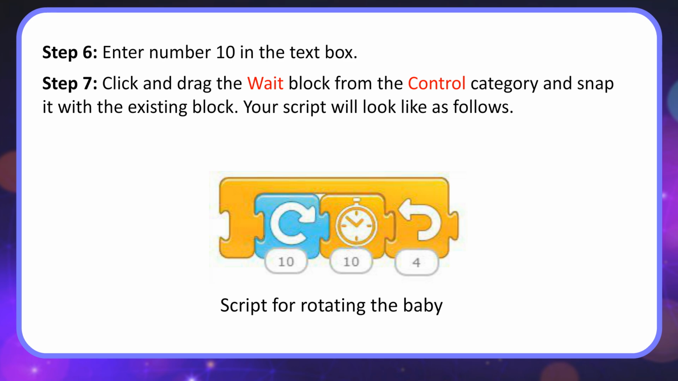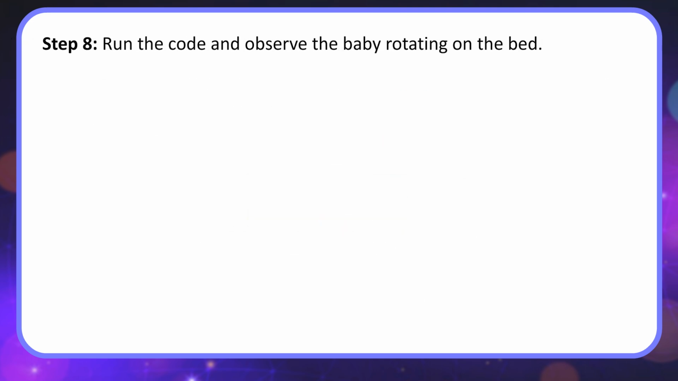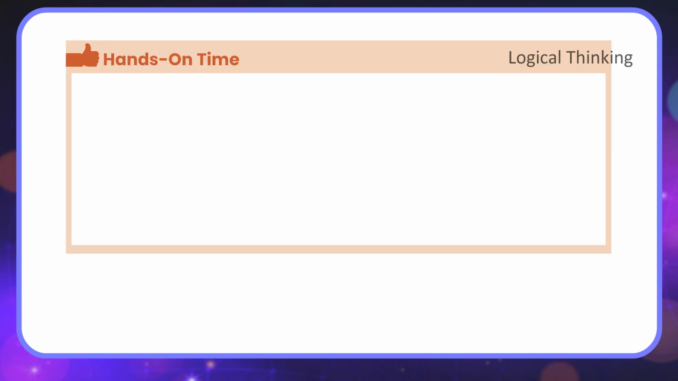Script for rotating the baby. Baby will wait for 10 seconds. The script will repeat 4 times. Baby will turn right 10 times. Step 8. Run the code and observe the baby rotating on the bed. Baby is moving clockwise.